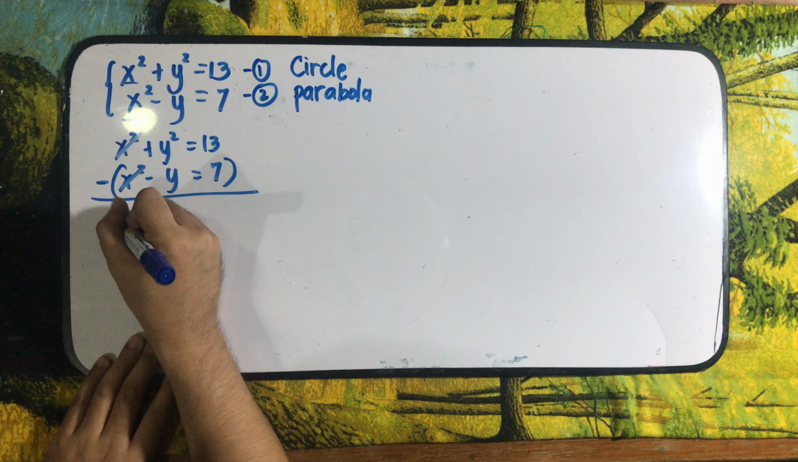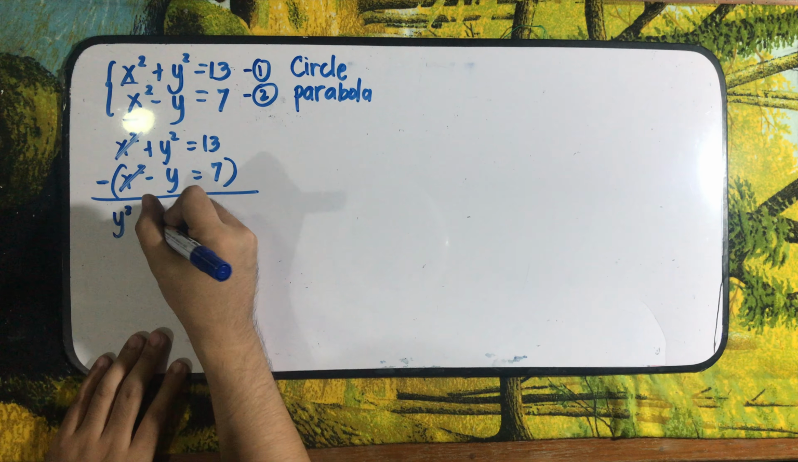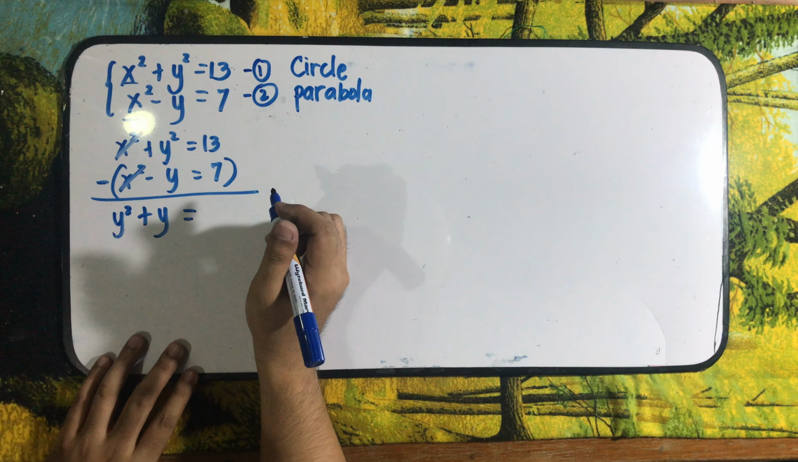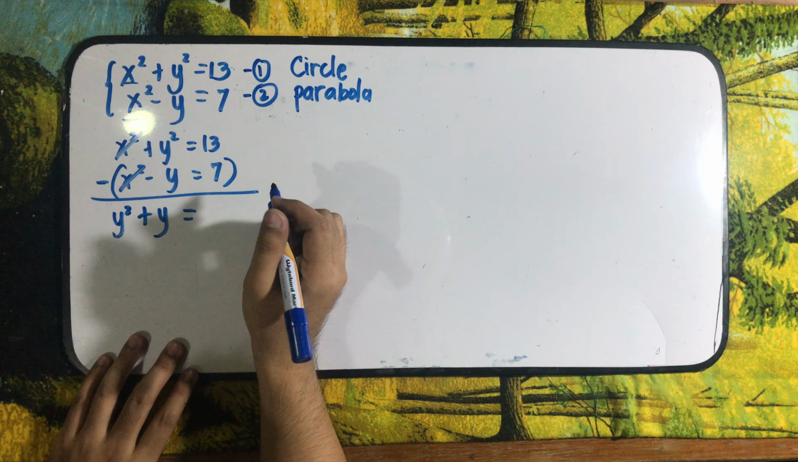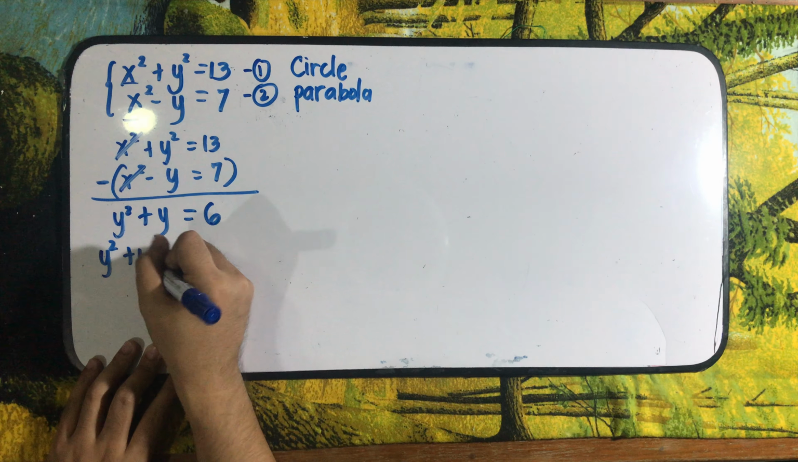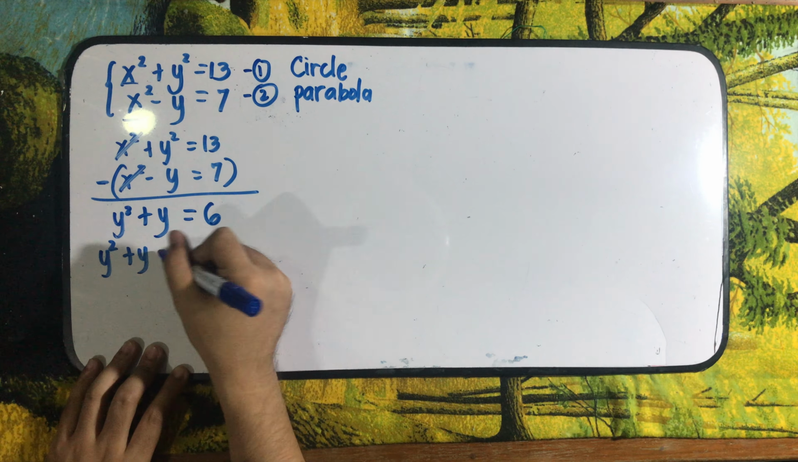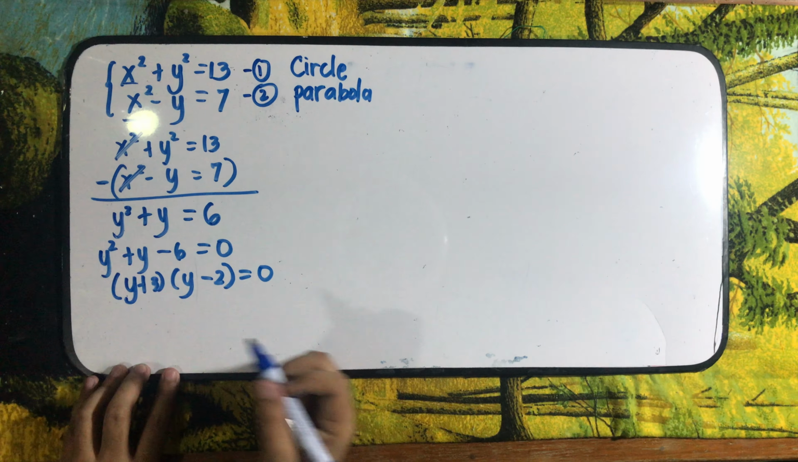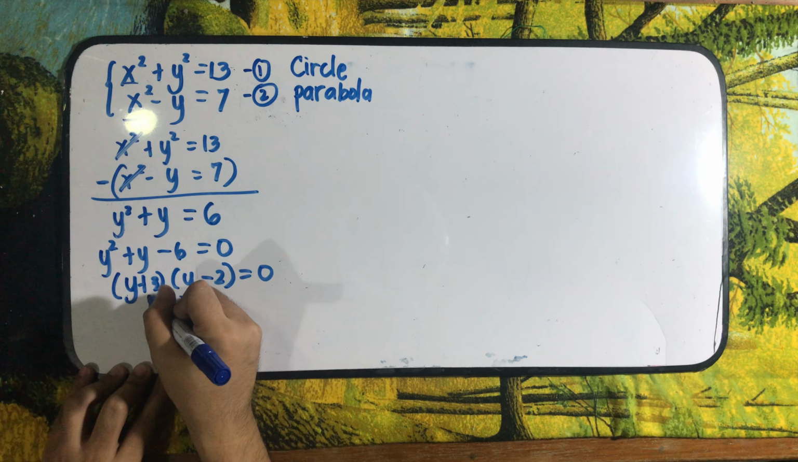Y squared minus y, that becomes plus y, is now equal to 13 minus 7. Therefore, 13 minus 7 is equal to 6. Arranging this equation, we'll have y squared plus y minus 6 is equal to 0. This is now our working equation. We'll now have factors, and the factors would be y plus 3 times y minus 2 is equal to 0.